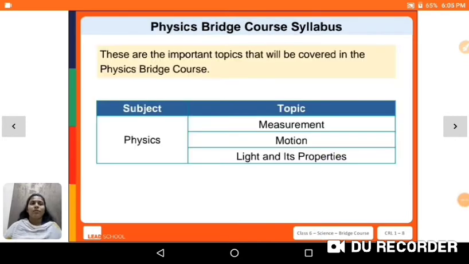These are the important topics that will be covered in the physics bridge course: measurement, motion, light and its properties. So let's start our physics bridge course with an activity.